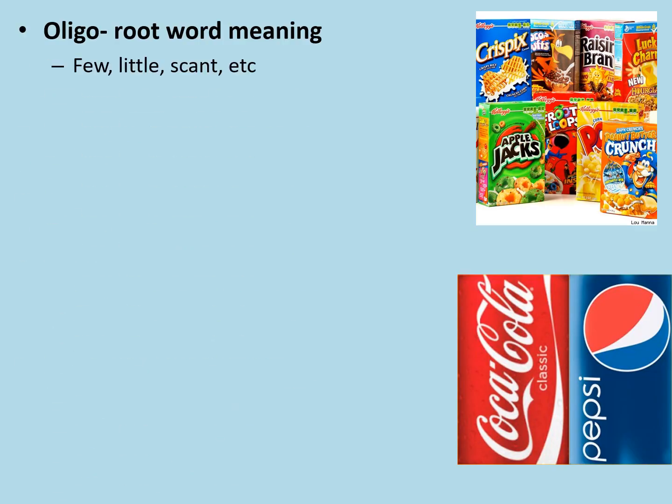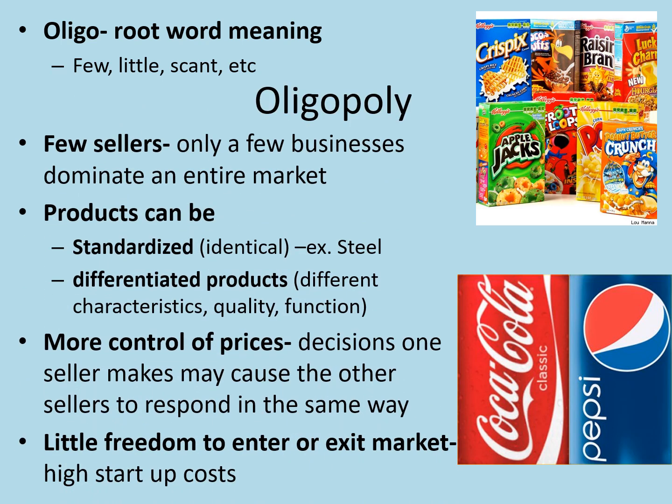The second one is an oligopoly. Oli means a few or a little. You might have heard of an oligarchy in government. That's the government of a few. Oligopoly is a few sellers. So there's some competition, not a ton, but there's some. There's more than one. Usually not more than a handful.